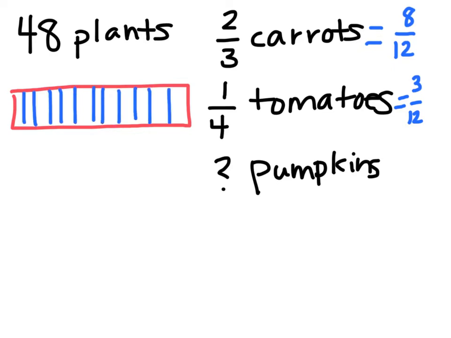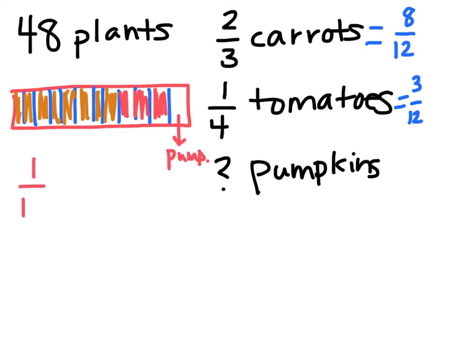Okay, so there's our garden plot divided into 12 spots. So 8 of these spots are going to be carrots. 1, 2, 3, 4, 5, 6, 7, and 8. 3 are going to be tomatoes. 1, 2, 3, leaving us with one final spot for pumpkins. So 1/12 of the plants in our garden are pumpkins. Piece of cake, right?